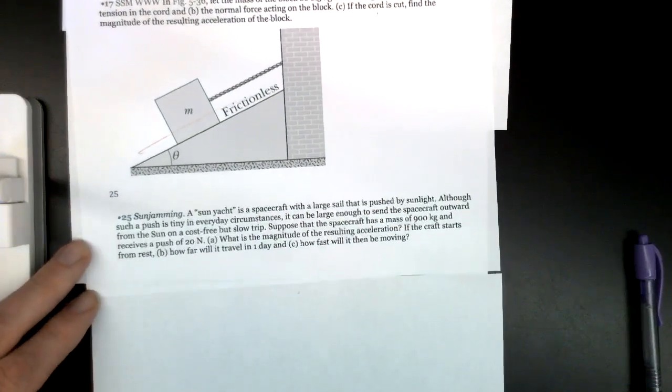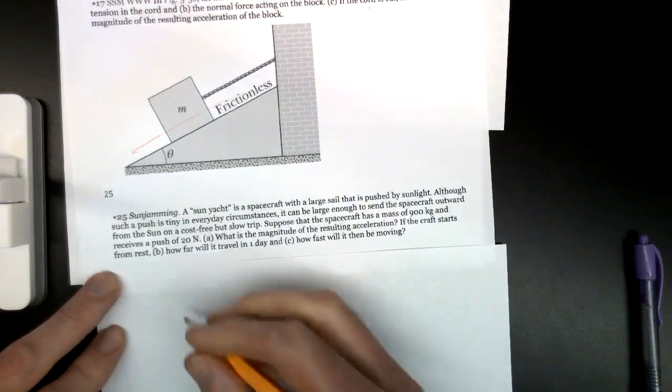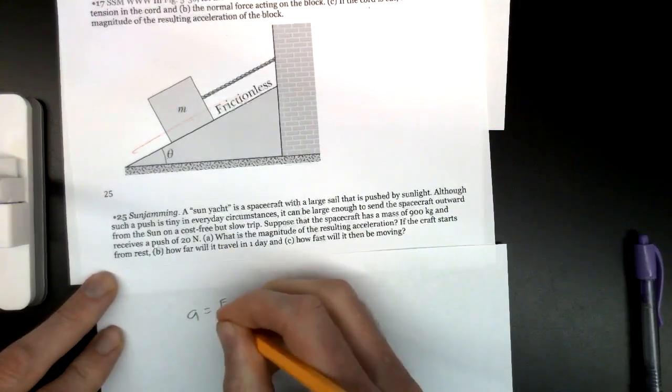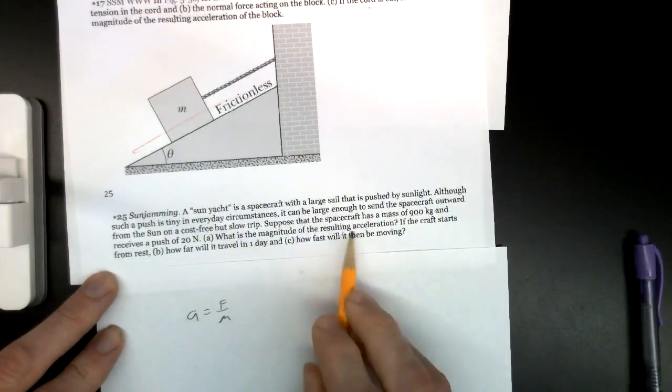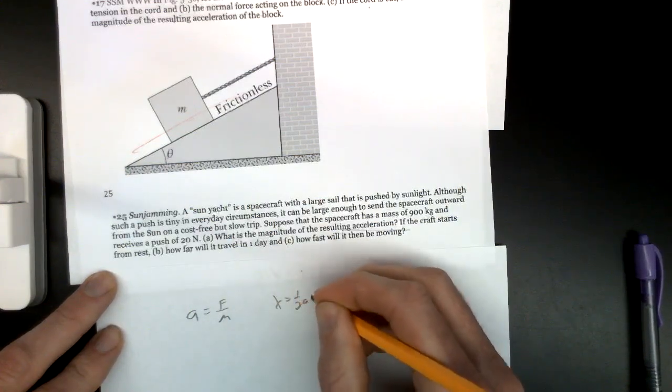25. This is a pretty easy problem. This is just a equals F over m, where that's the acceleration. How far will it go? x equals 1/2 a t squared. How fast will it be going? v equals a t. Sorry, my lights went out in the room.